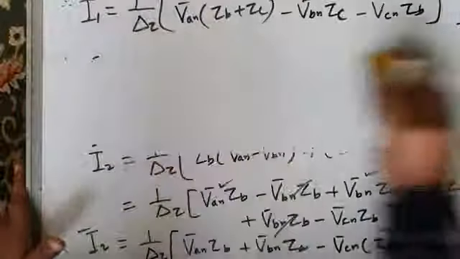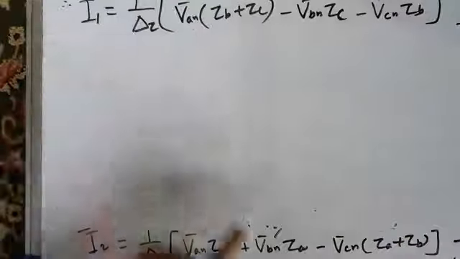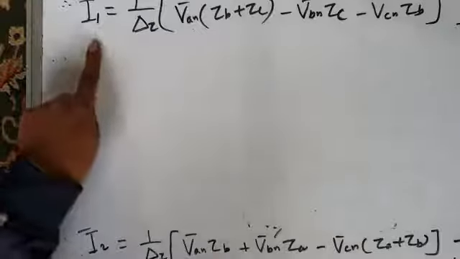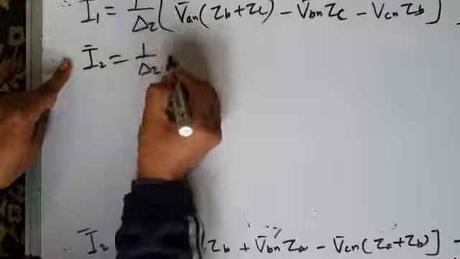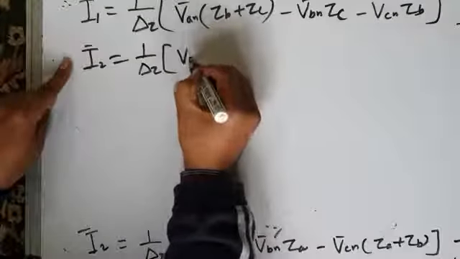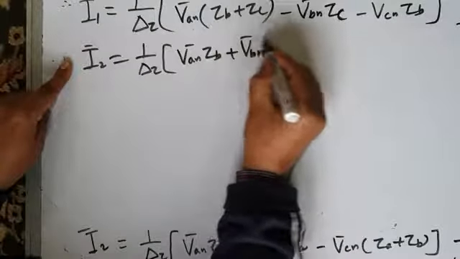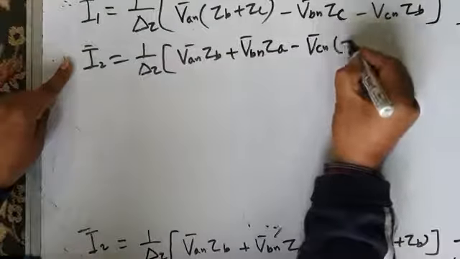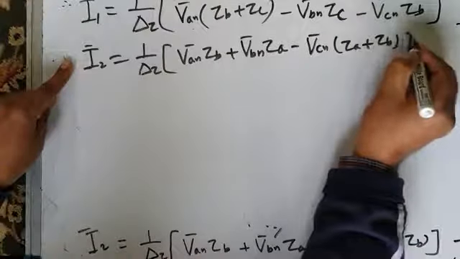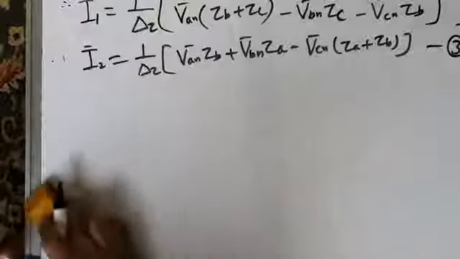So I have now two equations. One equation is for mesh current I1 and another equation is for mesh current I2. I1 is here. Let me write I2 also closer to this. So I2 is equal to 1 by delta Z times VAN ZB plus VBN ZA minus VCN times ZA plus ZB. This is equation 3. So these are two equations for mesh currents.